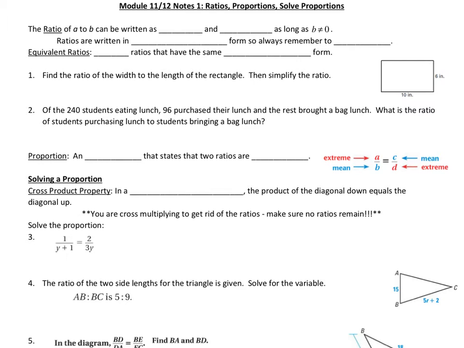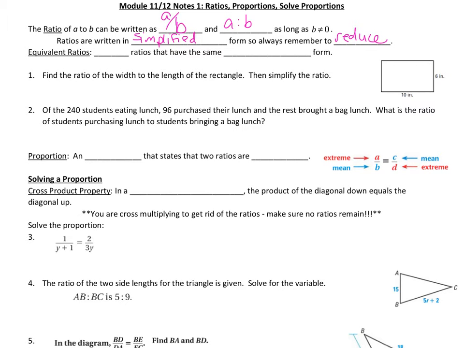In Module 11 and 12, we are going to talk about similarities, so not shapes that are congruent, but shapes that are similar. Before we get into that, we need to remind ourselves what a ratio is. A ratio of A to B can be written as A over B as a fraction, or you can write it as A:B, as long as the B is not 0, because we can't divide by 0. Ratios are written in simplified form, so we can always remember to reduce them.